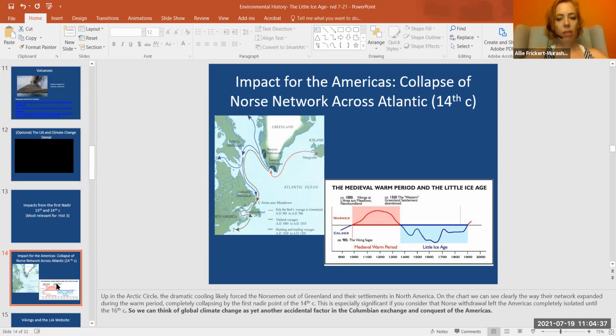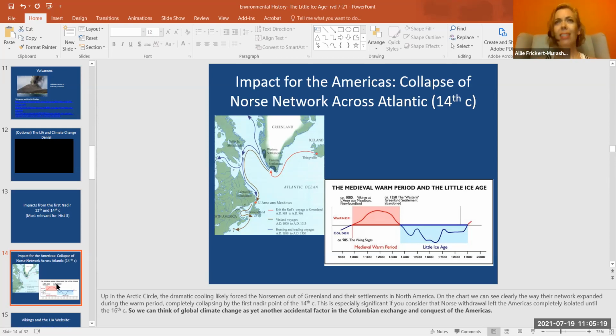So you can really see the correlation here with the exact same chart I showed you before. This is the Vikings. So the height of that comes around the 1000s, and that's just when the climate change is going to start to kick in. So that's the height of the warm period beginning to then decline. And we see that by 1350, so that's the 14th century, yet again, the 14th century is our first major nadir point, and this is when the Vikings will totally abandon the settlements that they established in Canada and Greenland. So that network will collapse.